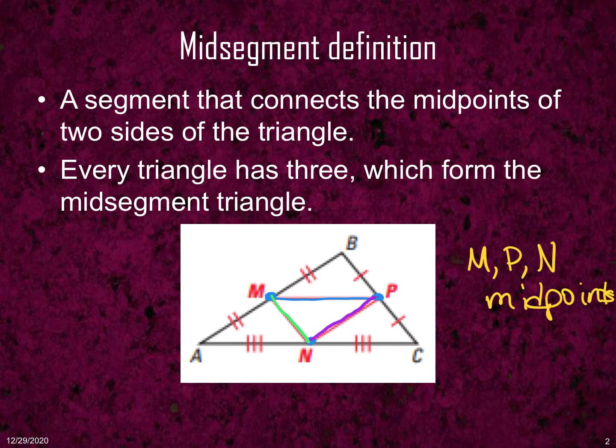Once we form these 3 mid-segments, it forms what's called a mid-segment triangle. So we have this mid-segment triangle here in the middle in purple, and it's formed by the 3 mid-segments of our triangle. Let's learn what the mid-segment theorem is, and that's going to tell us about the length of the mid-segment.